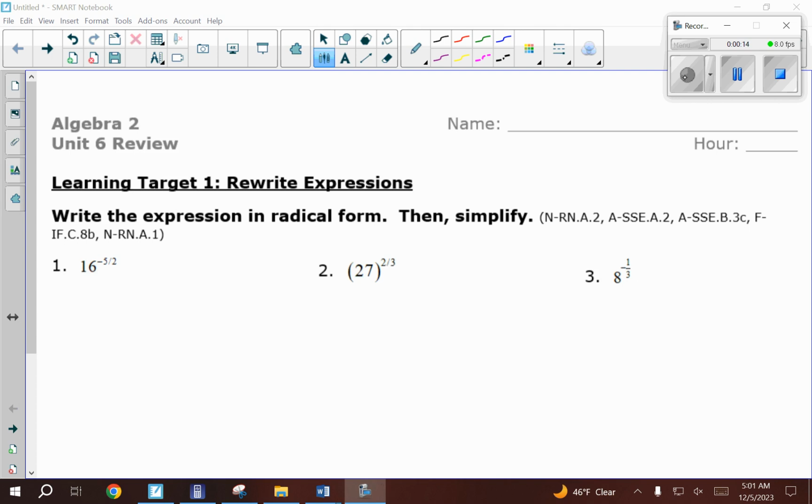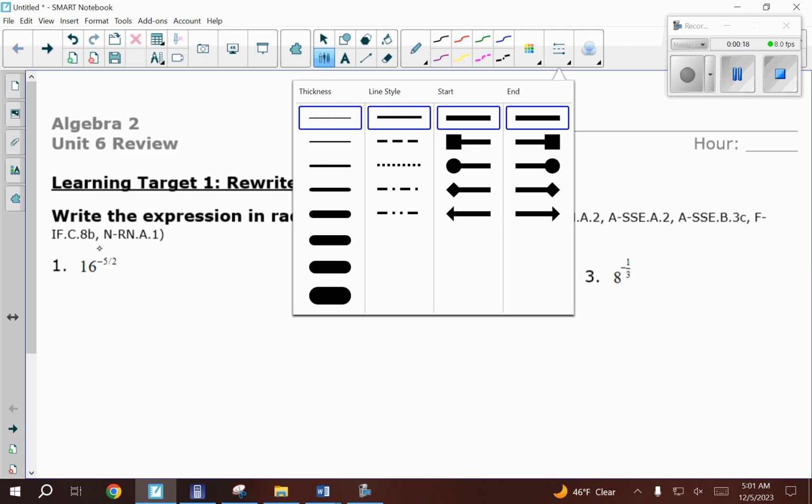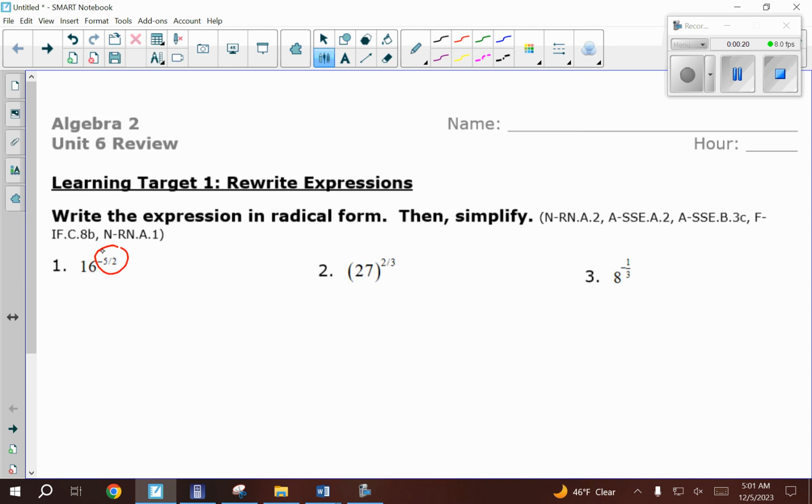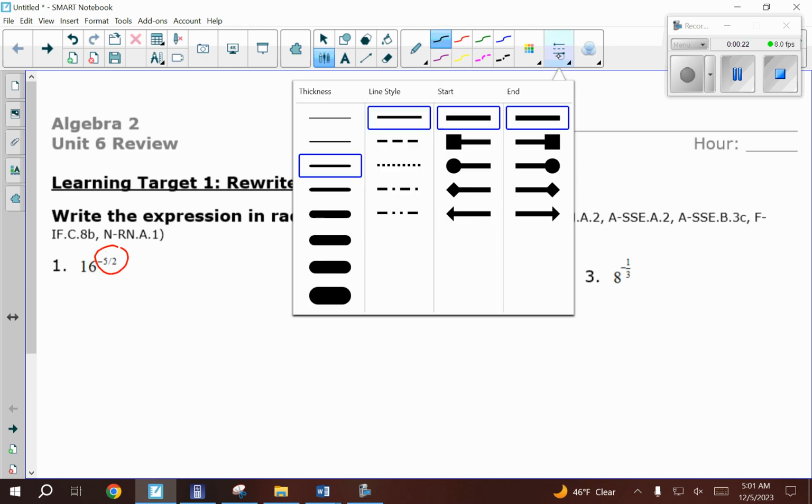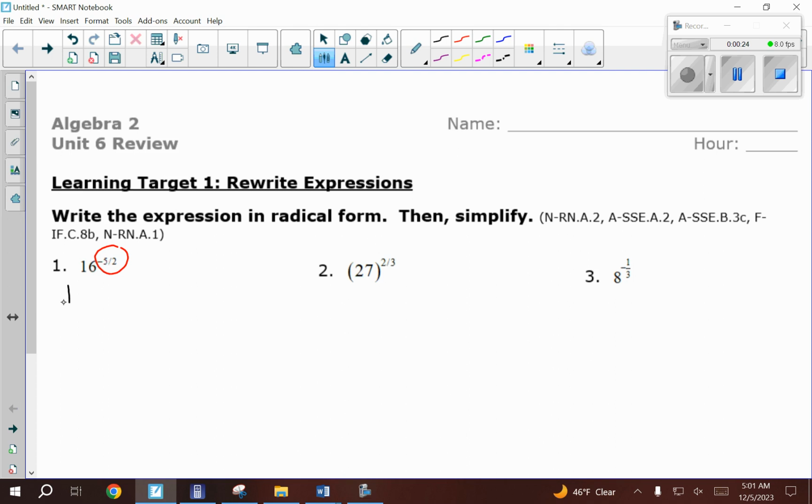Before we write it in radical form, you need to notice that it's got that negative exponent. We don't like that, so we're going to have to fix that. We're going to go ahead and flip it. When we put it on the bottom, that becomes a positive exponent.